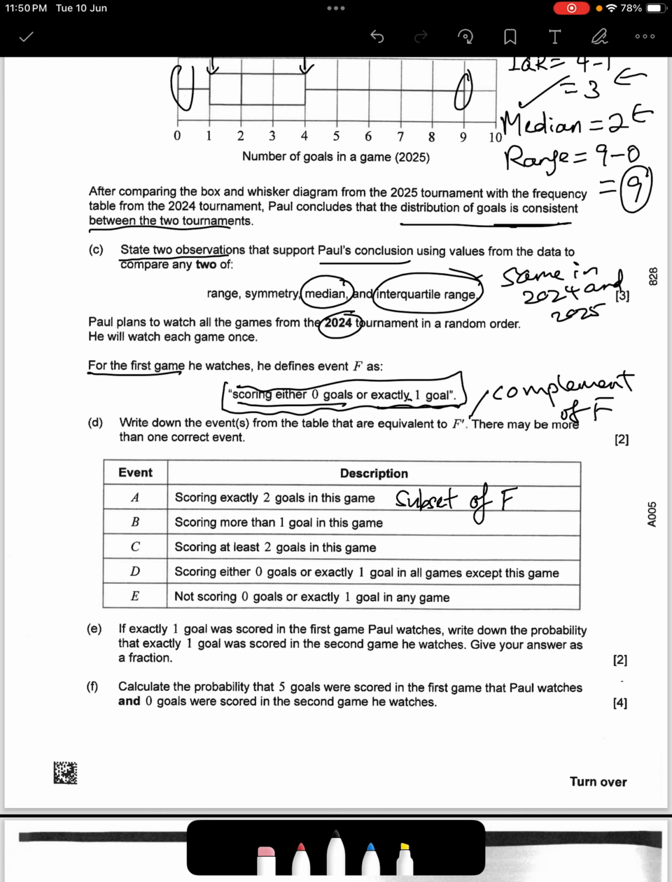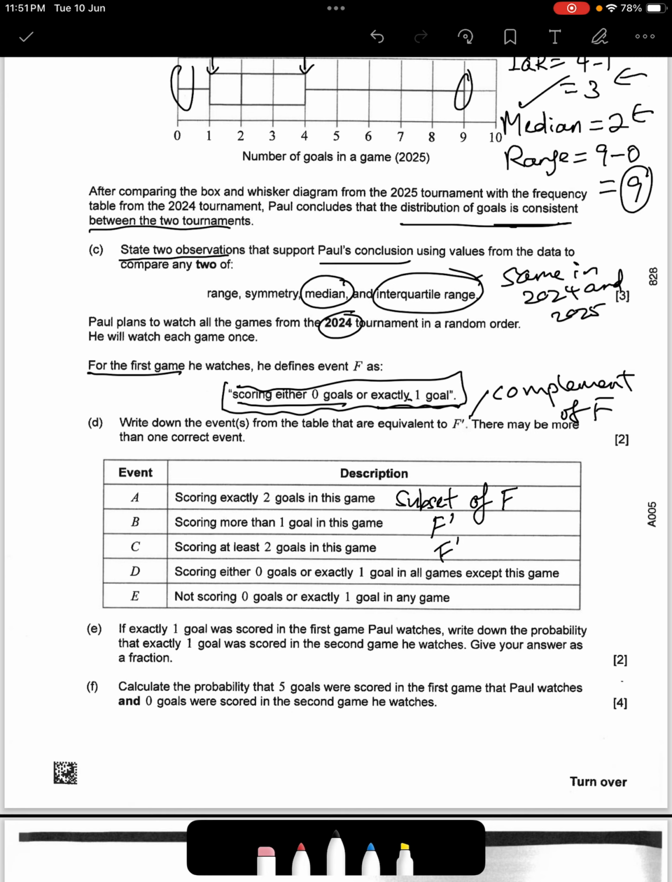Now in part B, it says scoring more than 1 goal in the game, so it could be 2 goals, 3 goals, 4 goals, or 5 goals. So obviously this works out to be F complement. Okay, part C, scoring at least 2 goals in the game, which is basically the same thing as part B. So it's 2 goals and above, so it's 2, 3, 4, and 5. So this would be F complement as well.